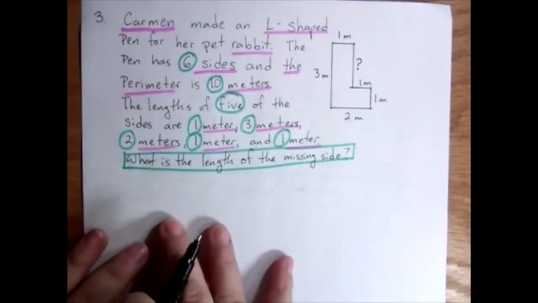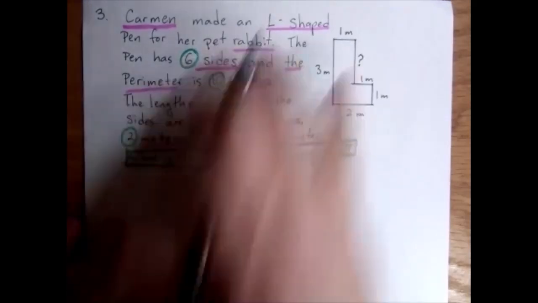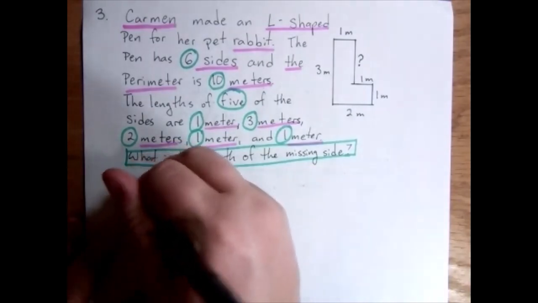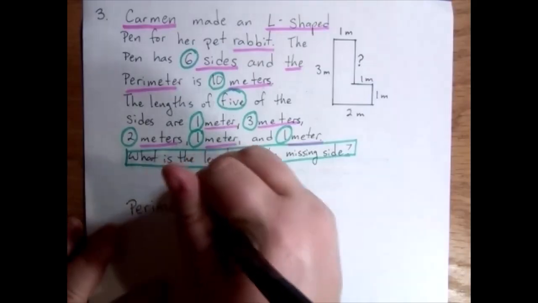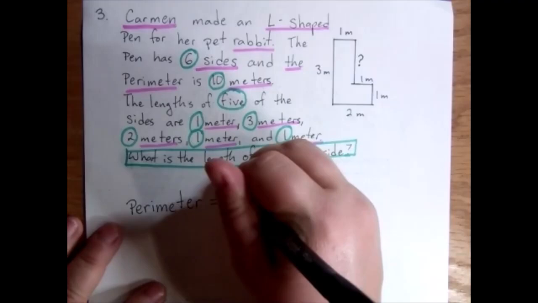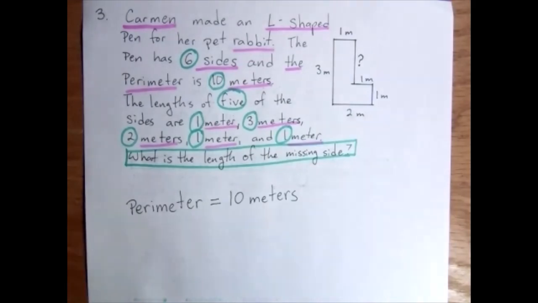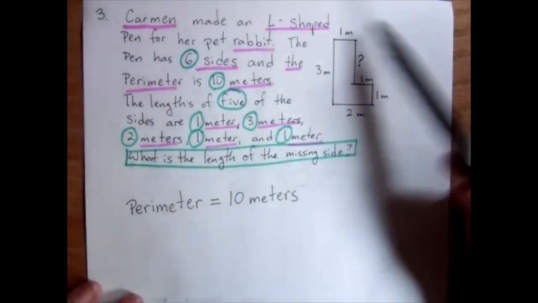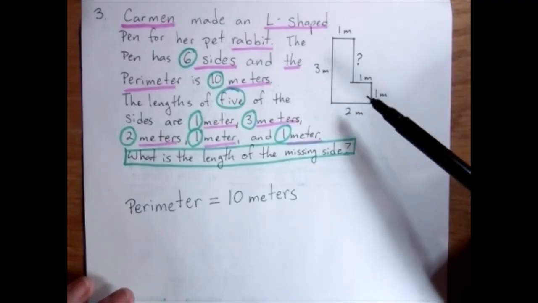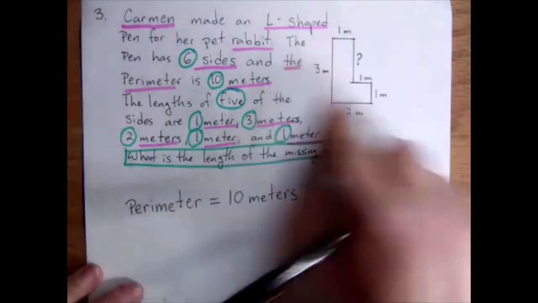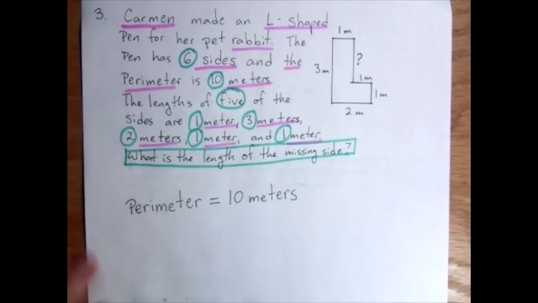So I'm actually going to rewrite that information down here to help me, instead of having to go back and forth, I can just see it really clearly right here. Perimeter equals 10 meters. Okay. So usually when we have all of the lengths of our sides of a shape, we add them together to find the perimeter. So let's go ahead and put these in an equation to help us find what we need to do to find the missing length.